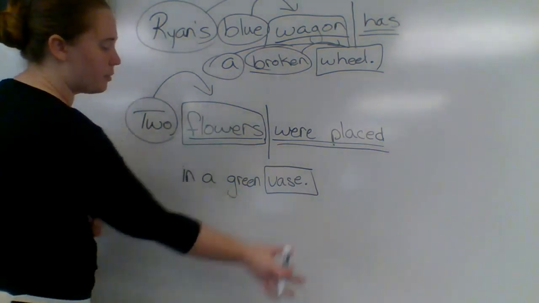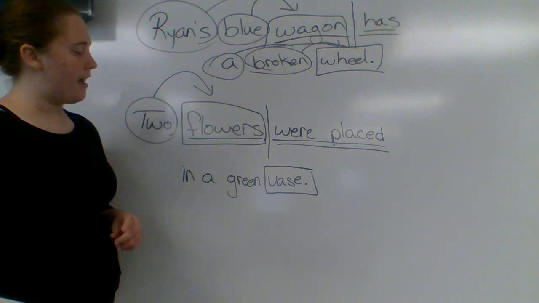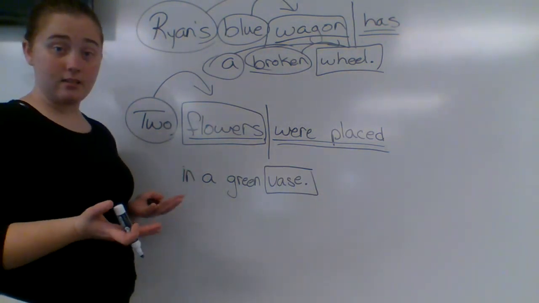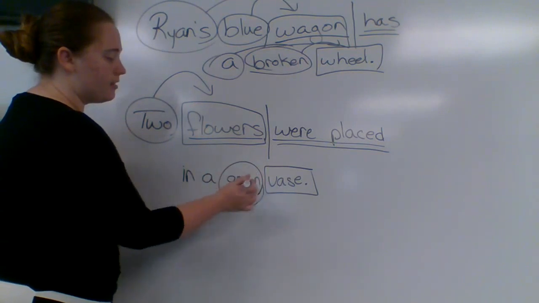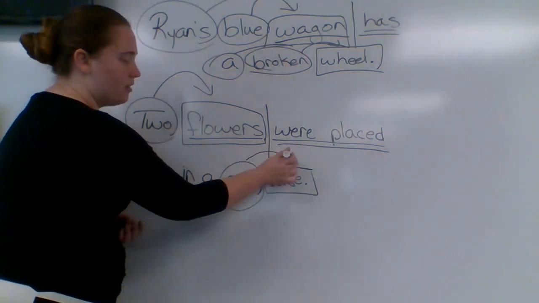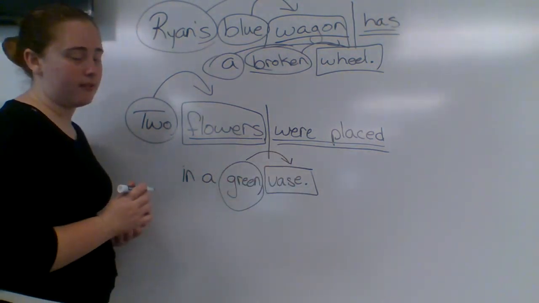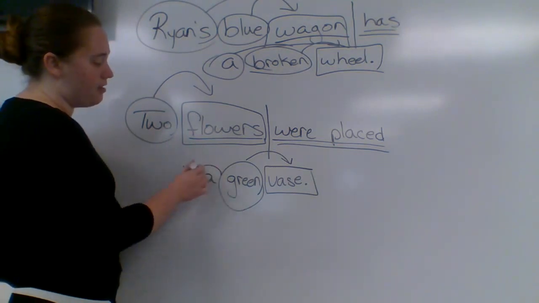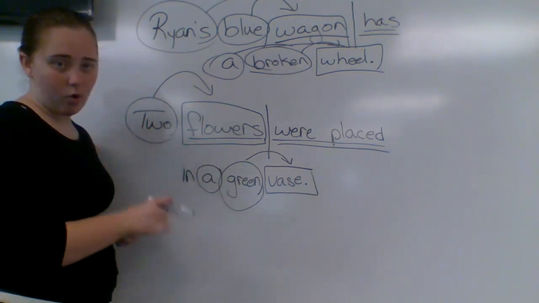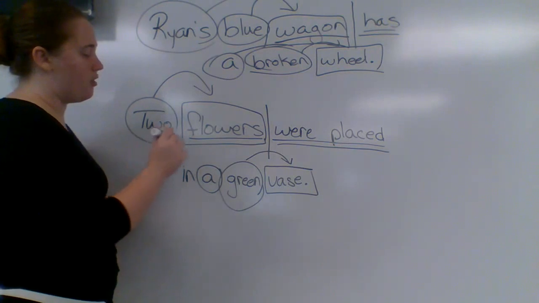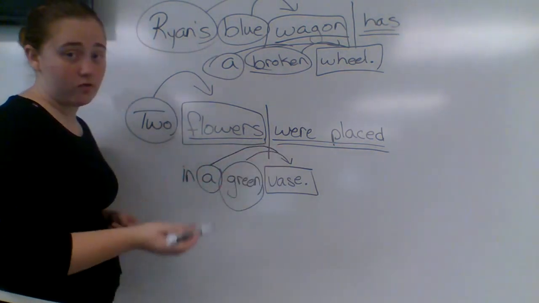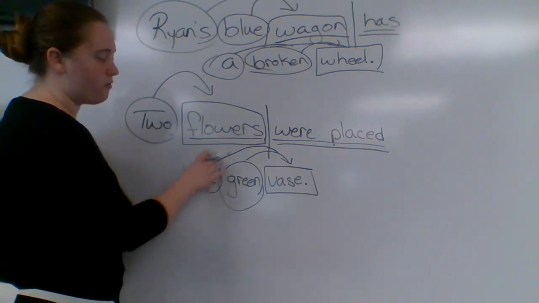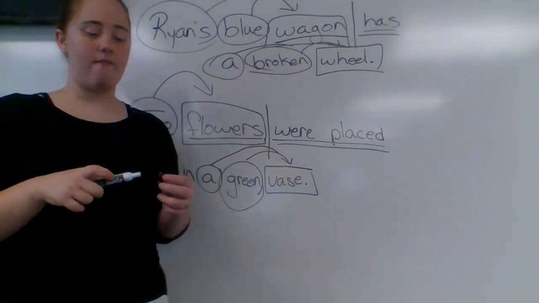And let's look down at the word vase. What kind of vase? I have a green vase, definitely. Draw an arrow from green to vase. And then the word a, always, always an adjective. The word a answers the question which vase, a vase, and draw an arrow from a to vase.